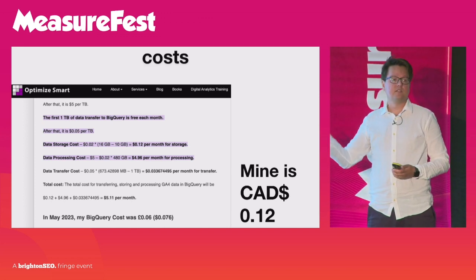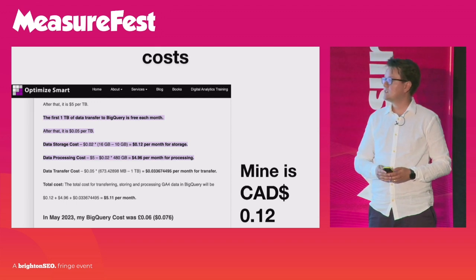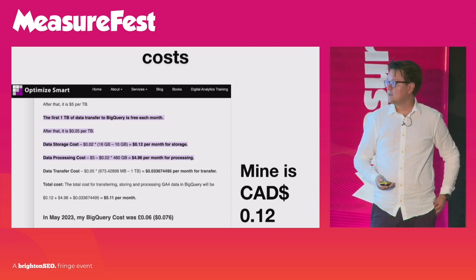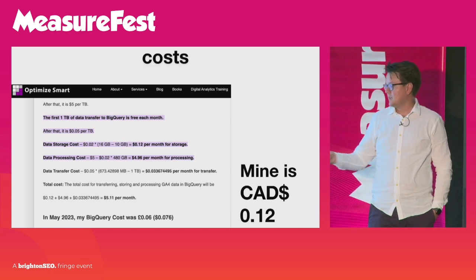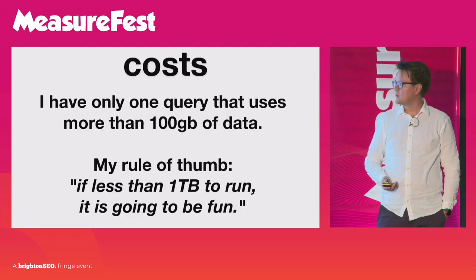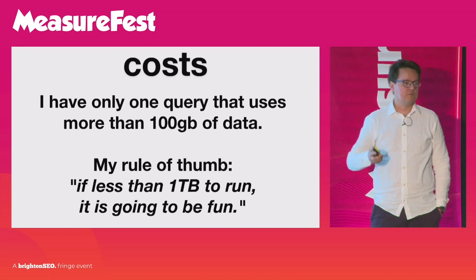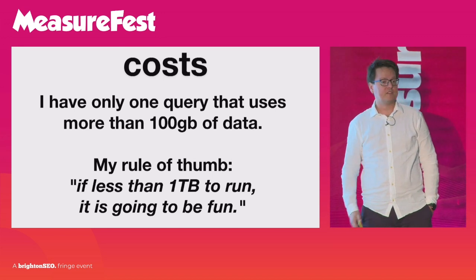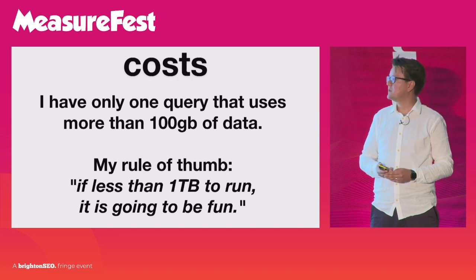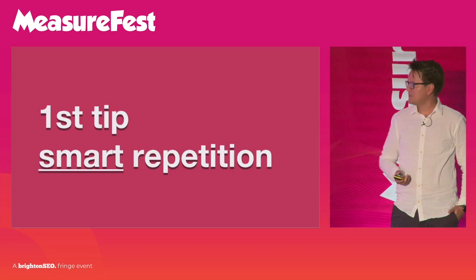And in the last slide, you'll be able to go to my website to see the slides, and this is an image that has a link to the Optimize Smart blog post about their cost. They only pay 6 cents of a pound, so that's pretty reasonable, I think. For me, if it's less than 1 terabyte to run, it's going to be fun. I have this in the back of my mind because I don't run queries that use more than 100 gigabytes of data. So I think you should be fine with that.